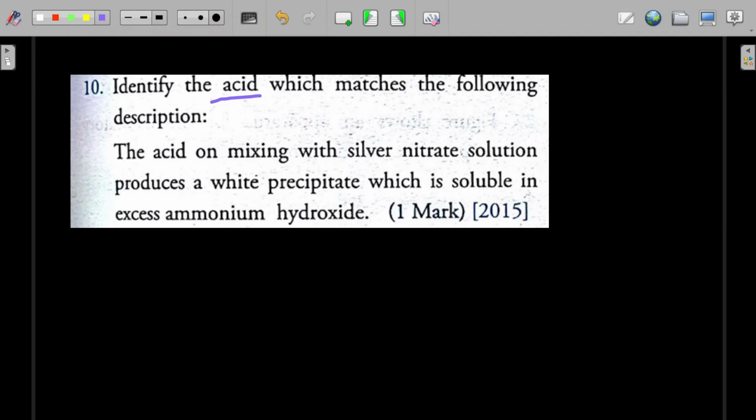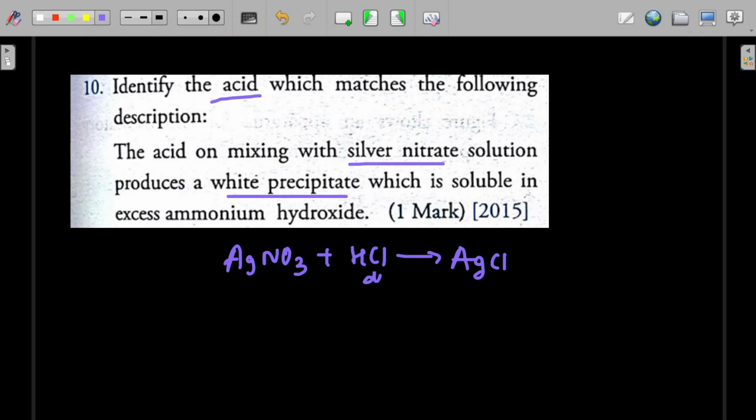Identify the acid. The acid on mixing with silver nitrate solution gives a white precipitate. We know which compound of silver is a white precipitate, silver chloride. So if you want Cl, which acid contains Cl? Hydrochloric acid. Therefore, the name of the acid you should write here is hydrochloric acid.